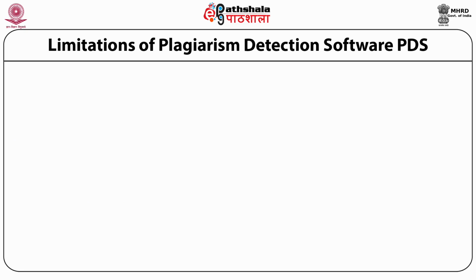Limitations of plagiarism detection software. Most of the time, the software subscription charges are very high. This is when we procure commercial software. This is in terms of commercial software, we are looking at the points. It is often the case that subscription charges are very high.